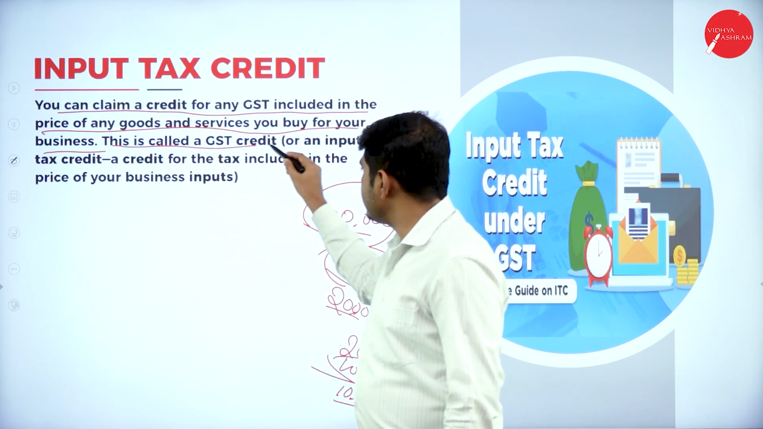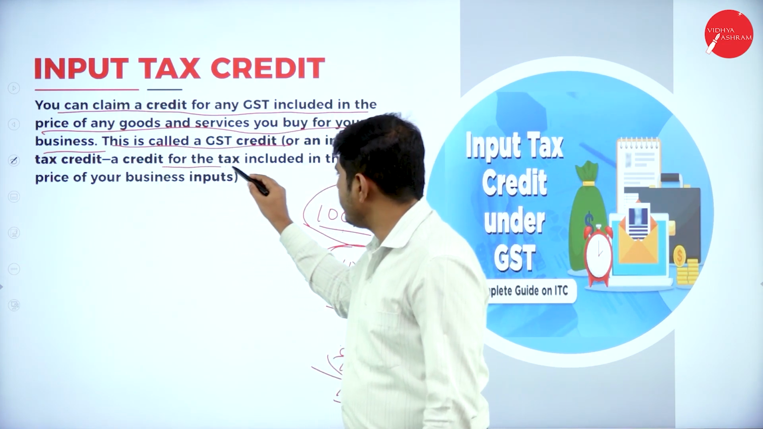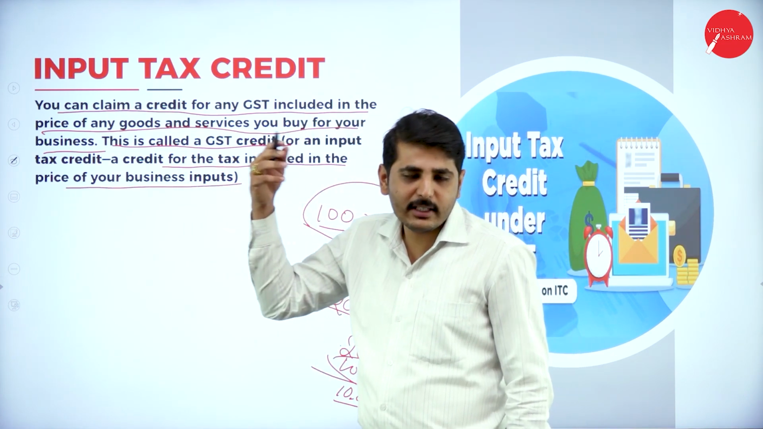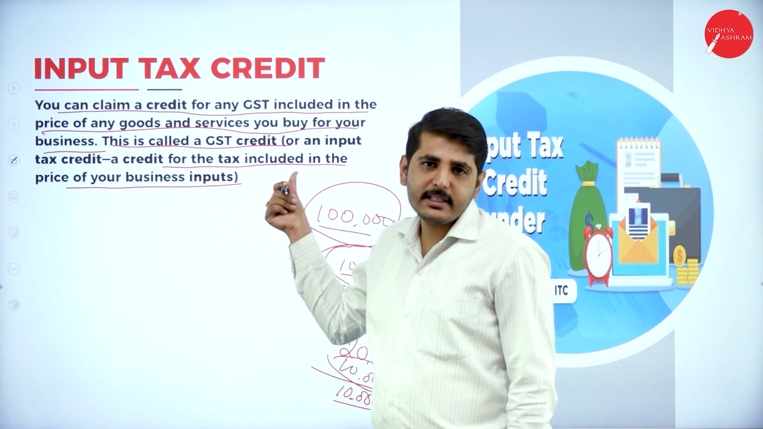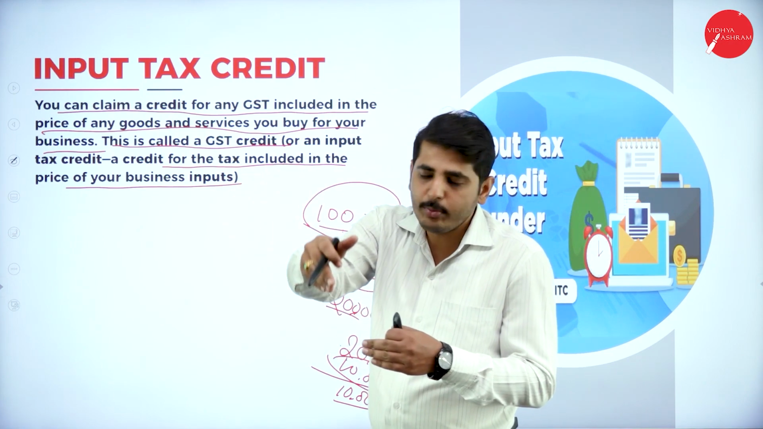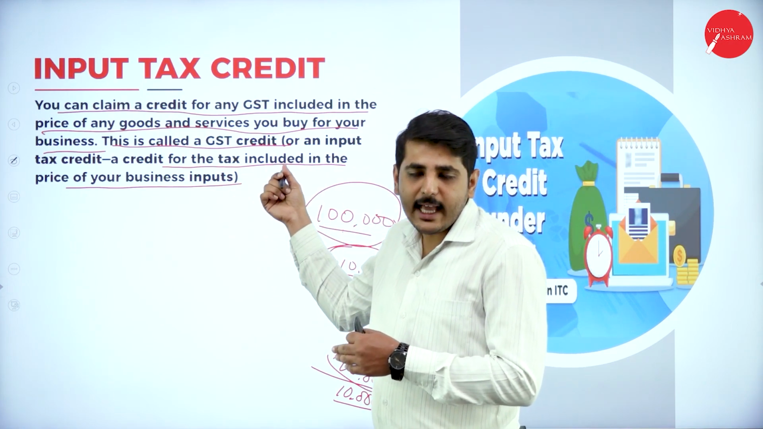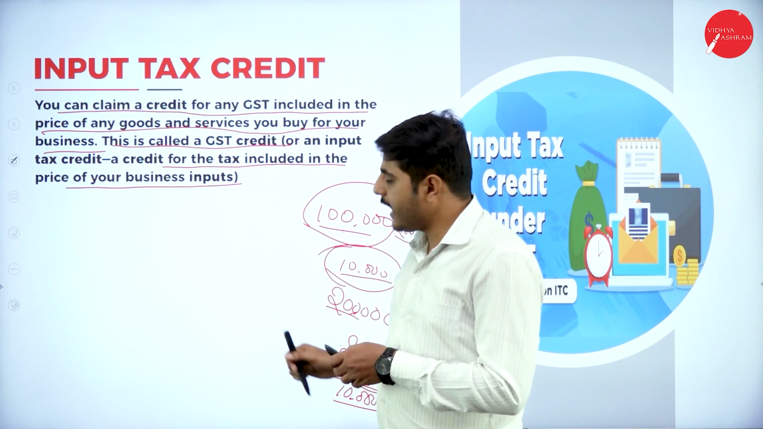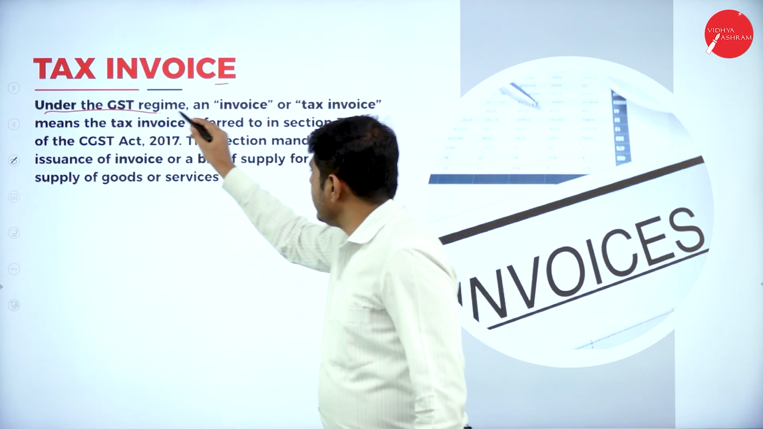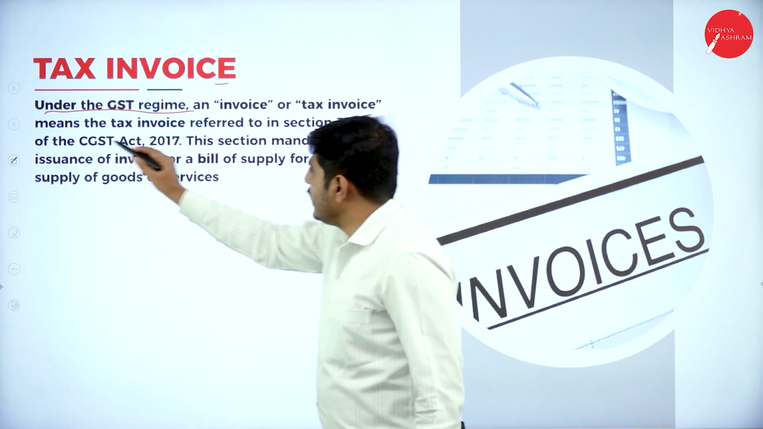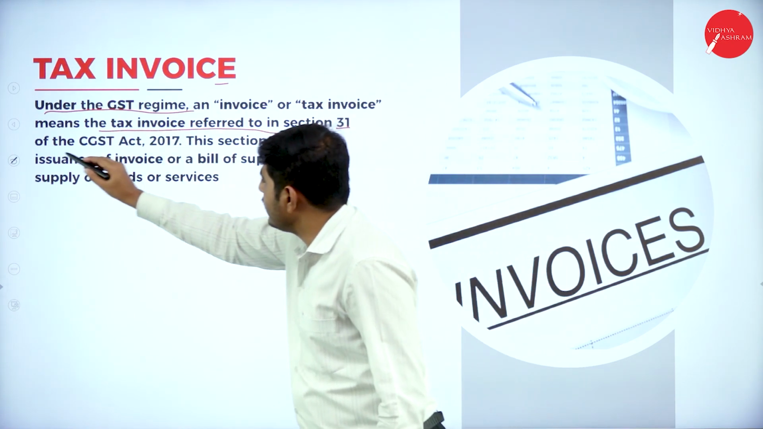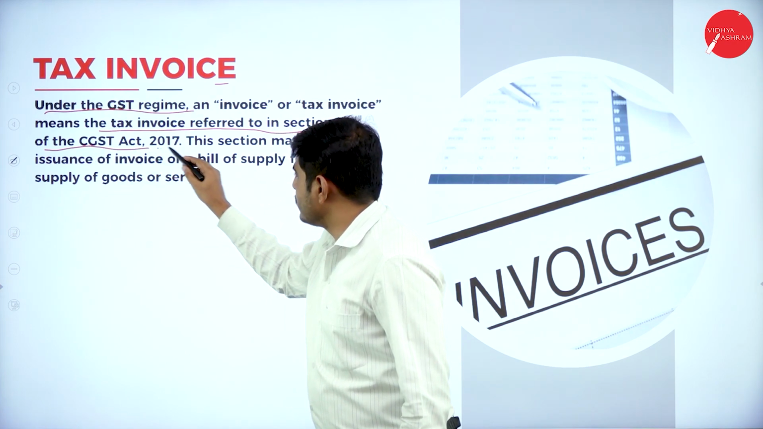This is called GST credit or input tax credit for the tax included in the price of your business inputs. Whatever tax we have paid while purchasing inputs, that amount will be credited while paying the tax on output. Next one, tax invoice. Under the GST regime, an invoice or a tax invoice means the tax invoice referred to in section 31 of the CGST Act 2017.